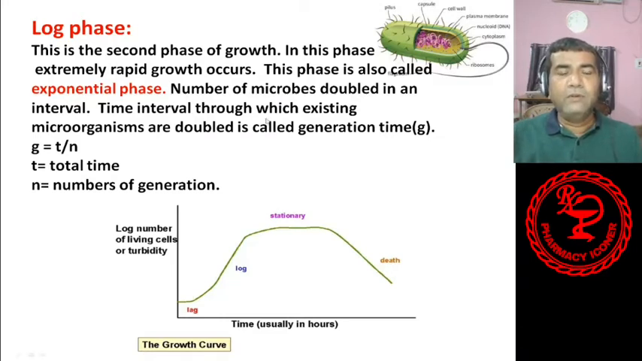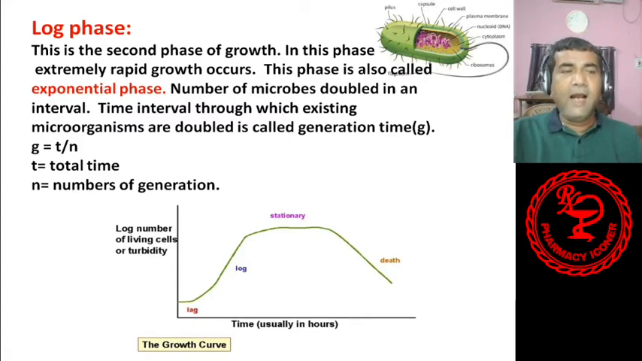The microorganism number is doubled within a particular time. This time is denoted as generation time. So the time interval through which existing microorganisms are doubled is called generation time. It is expressed as: G equal to T by N. That is, T is the total time and N is the number of generations.